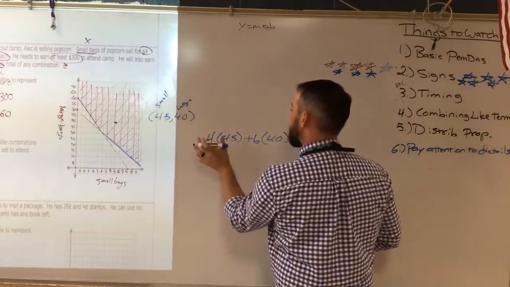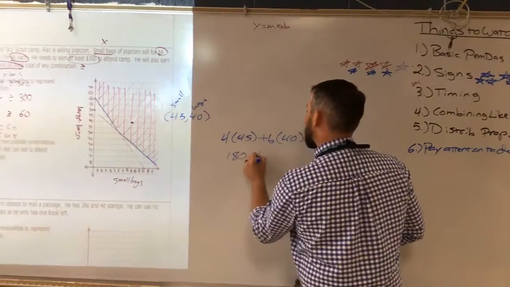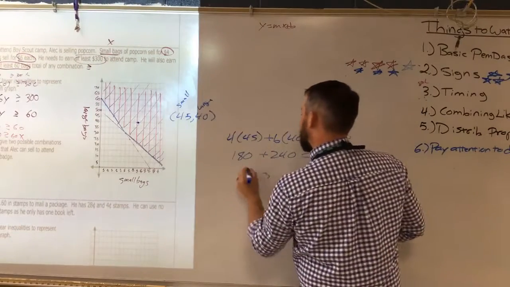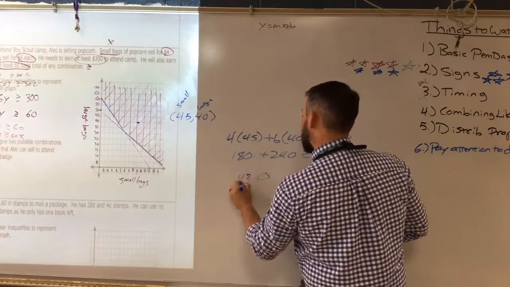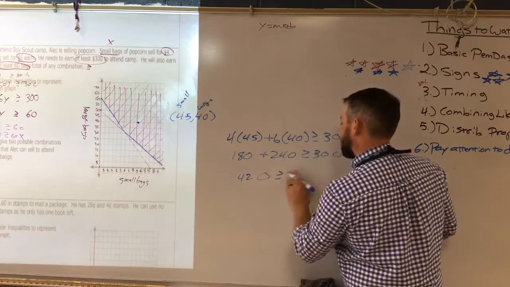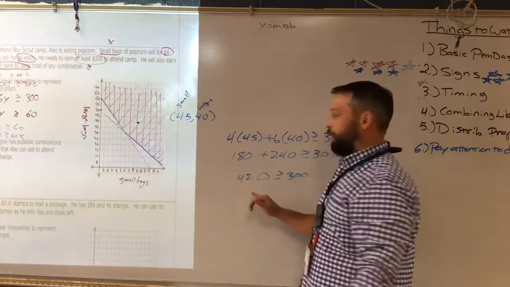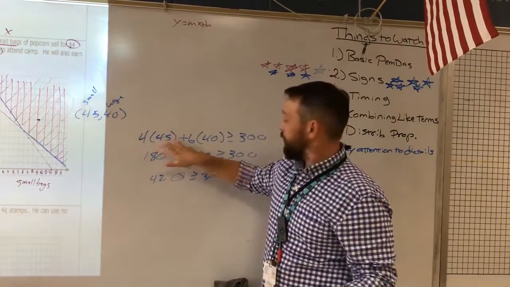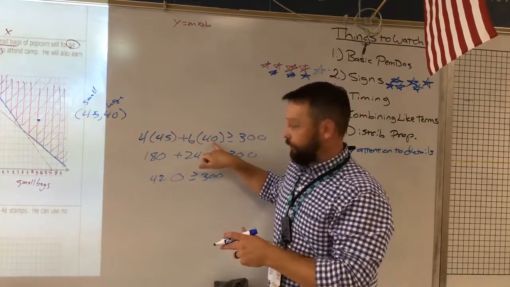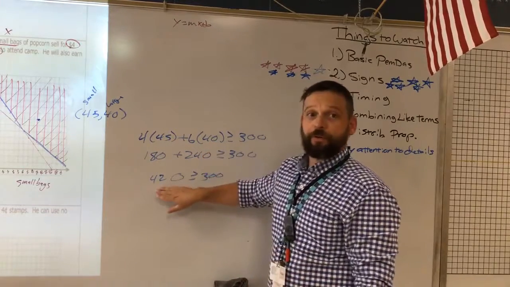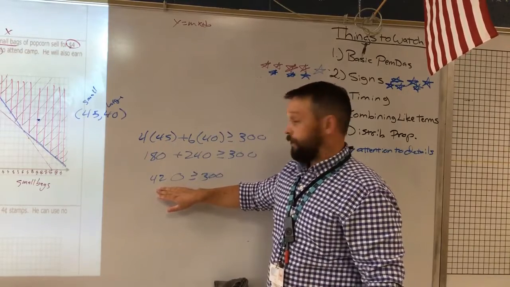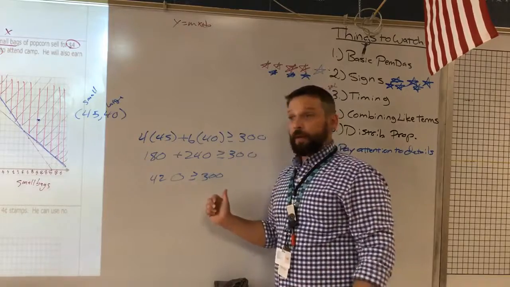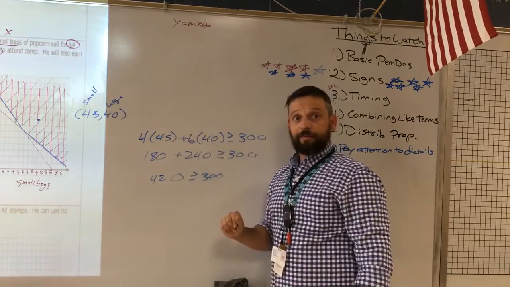So 90, 180. Zero, 12, 3, 420. Oh. Alright, so if he sold 45 small bags, 40 large bags, he would make $420. So that's 120 more than what he needs to go, right? So he's going to be able to go to camp if he can pull this right here off.